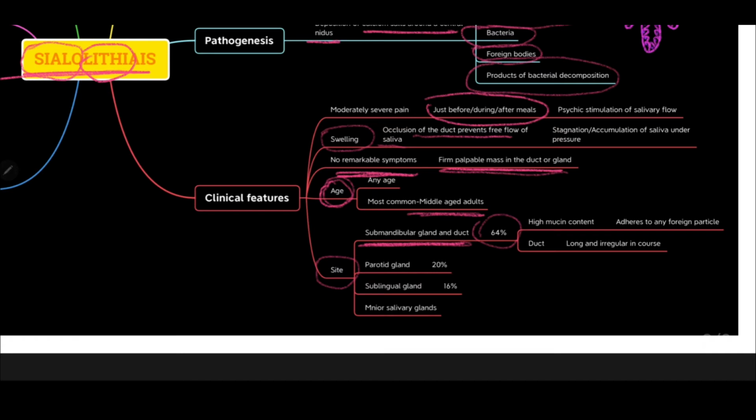That's because the submandibular gland saliva has a high mucin content, and because of this high mucin content, it adheres to any foreign particle. Also, the duct is long and is irregular in course, so there's a higher possibility of having a salivary gland stone in such a duct. Apart from that, you could also get it in the parotid gland, 20% of the patients, sublingual gland 16%, and also even in the minor salivary gland.